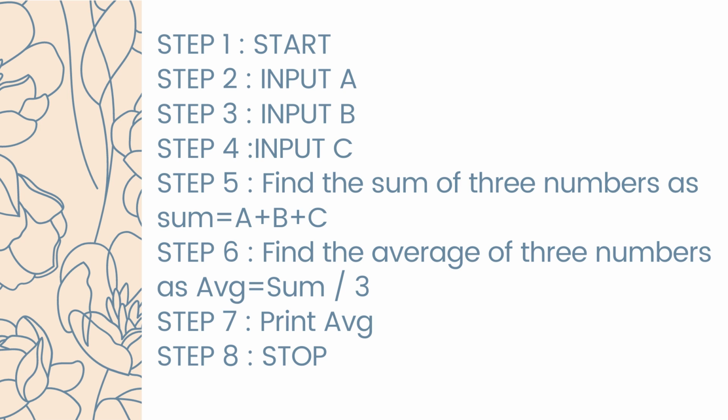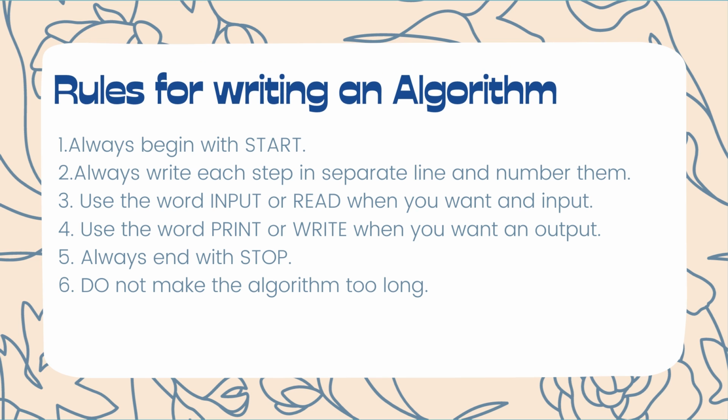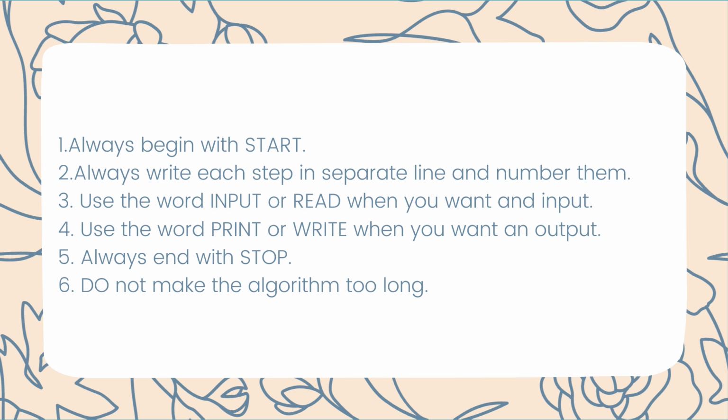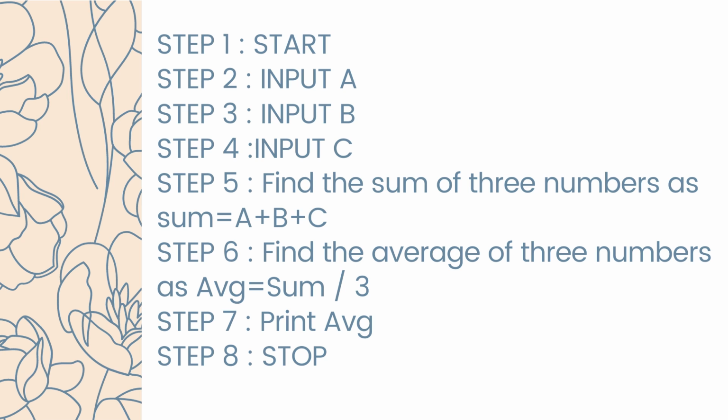See this. They have asked us to write an algorithm to find the average of three numbers, given as A, B, and C. So we have to find the average of the three numbers A, B, and C. For that, we have to write an algorithm by following all these steps.